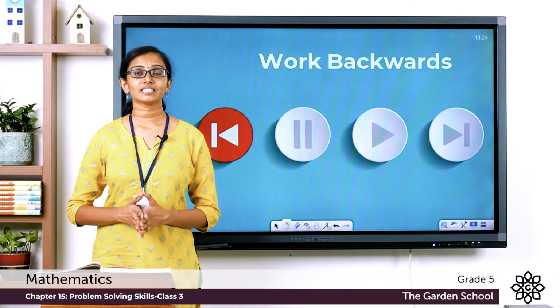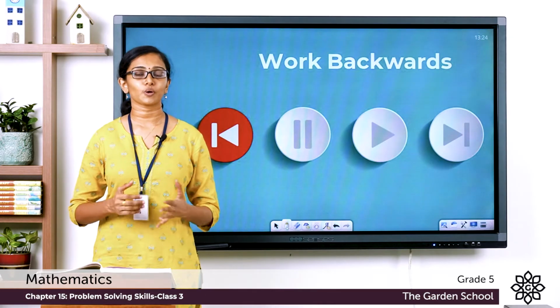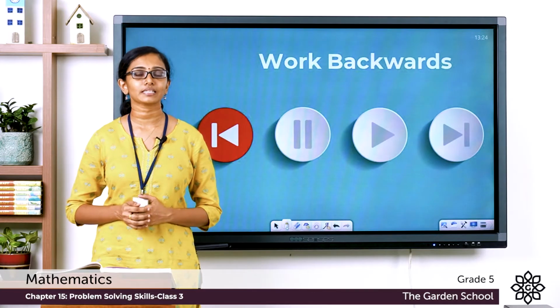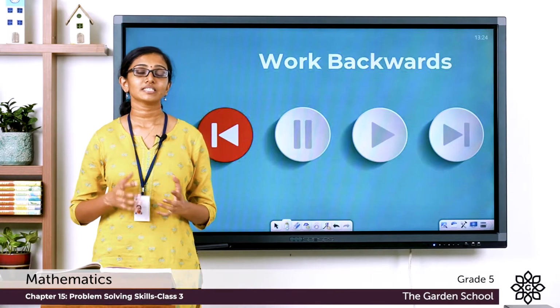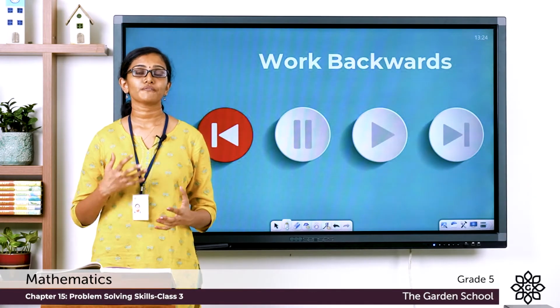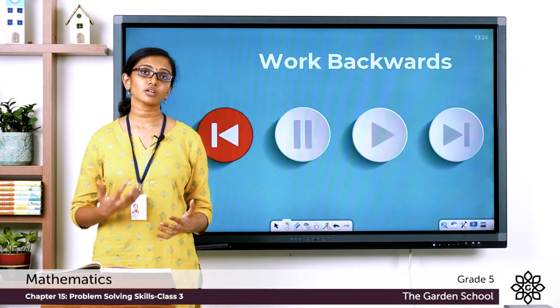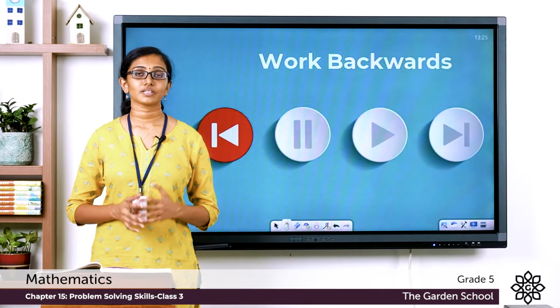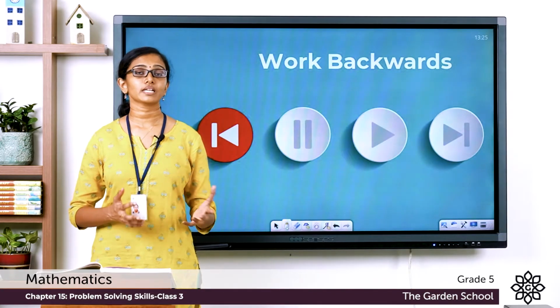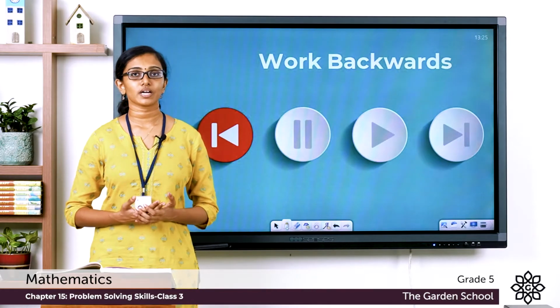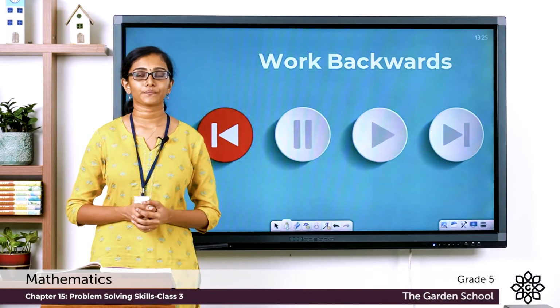So today, let's learn the next strategy for problem solving. It's called work backwards. So where do we apply this? In some problems, we may know the final outcome or the final result of the problem, but we may not know the initial condition. In such cases, where we know the final result and we are asked to find out the initial condition, we apply this strategy called work backwards.